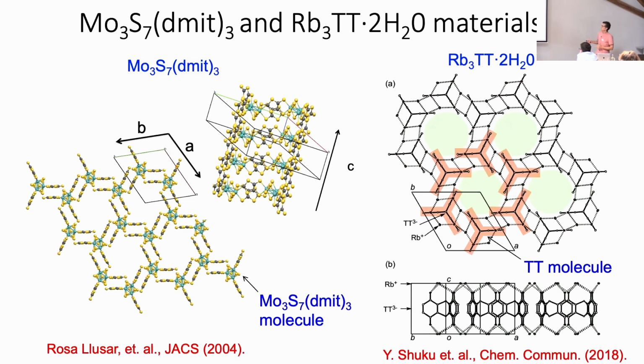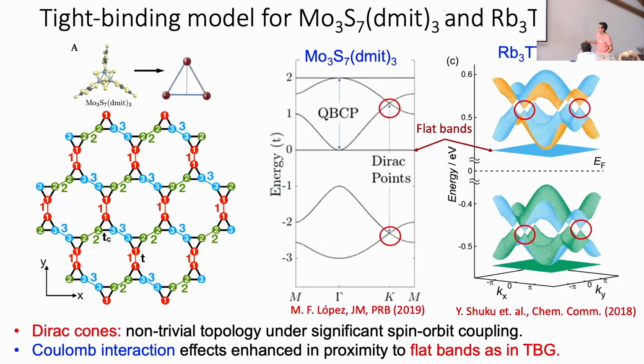Similarly, there is this rubidium TT 2H2, which also forms a honeycomb lattice, and this has been very recently synthesized. The common thing is that they are not really only honeycomb lattices. They have these triangles on each of the vertices of the honeycomb lattice. So we call it a decorated honeycomb lattice, okay? This is the main building block of the system.